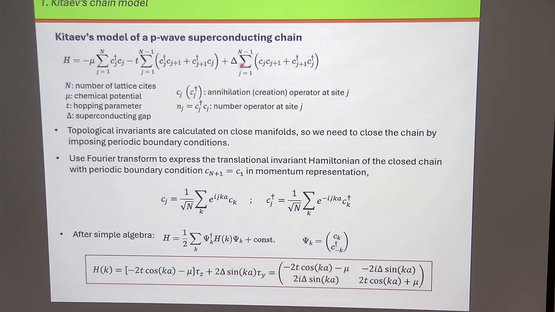Yes? The chain means it's a 1D situation. Sorry? The chain, yes, it's 1D. All right, so we have this delta. We will see later what is the specific form of this pairing. But this is the model Hamiltonian, and it's supposed to model a little bit the so-called p-wave superconductor.